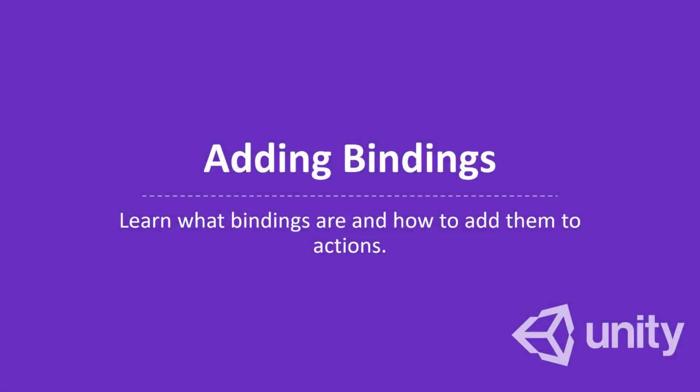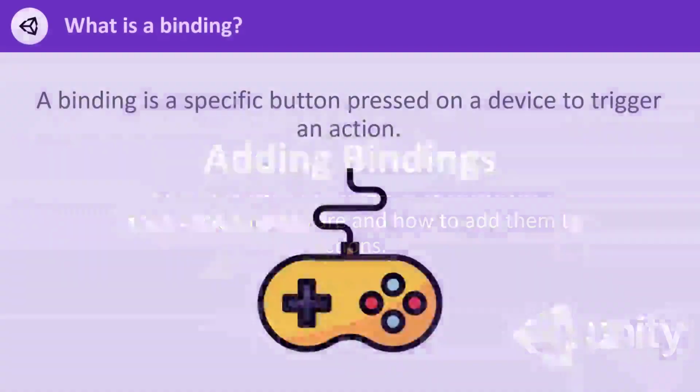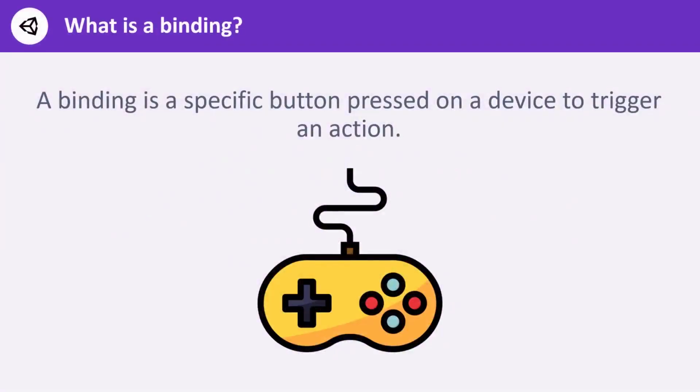In this lecture, it's time to add bindings to our actions. At the moment, none of the buttons on our keyboard causes the player to move or attack. The next step is to add a binding to each action. A binding is a specific button pressed on a device to trigger an action.